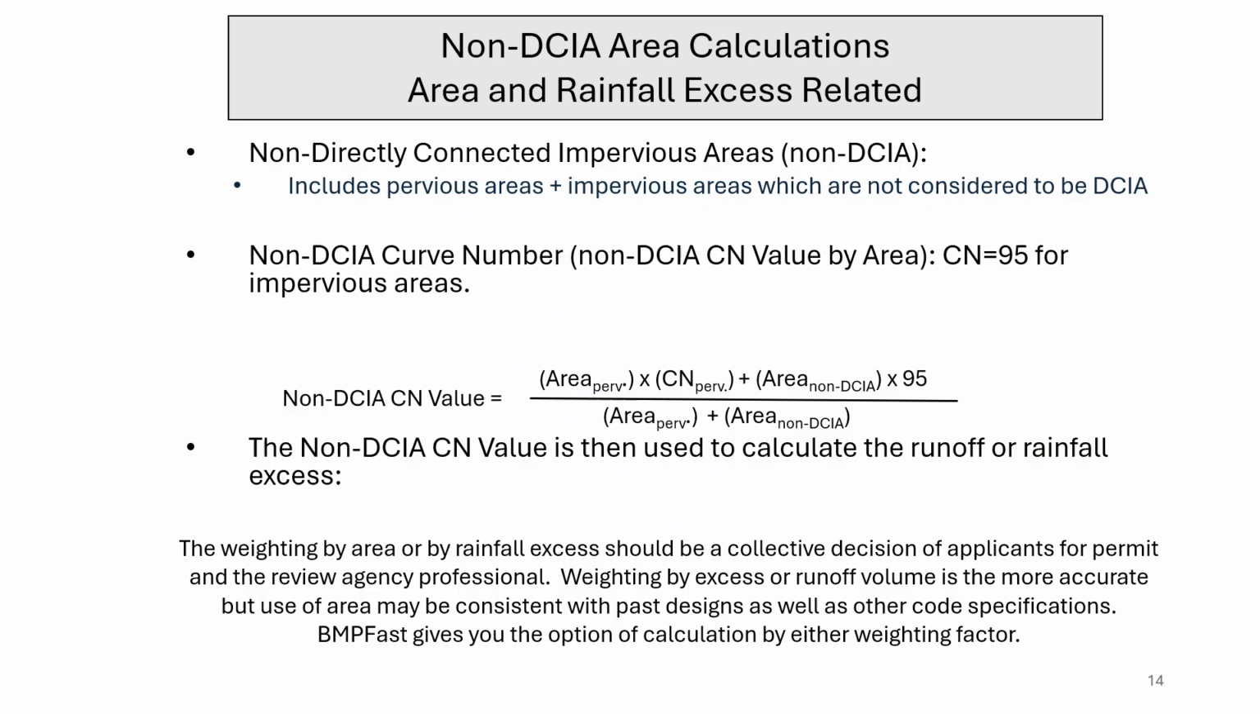This decision, whether to weight by area or by runoff volume, is a collective one, typically made collaboratively by permit applicants and the review agency professional. The good news is that software tools like BMPFast provide you with the option to perform calculations using either a simple average, a weighted area average, or a weighted runoff volume average, giving you flexibility in your analysis.